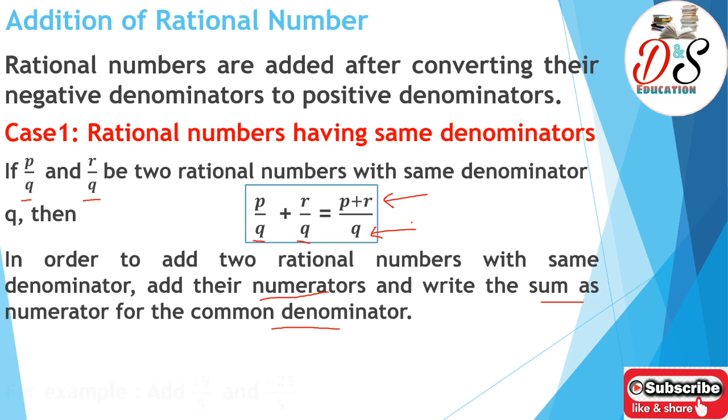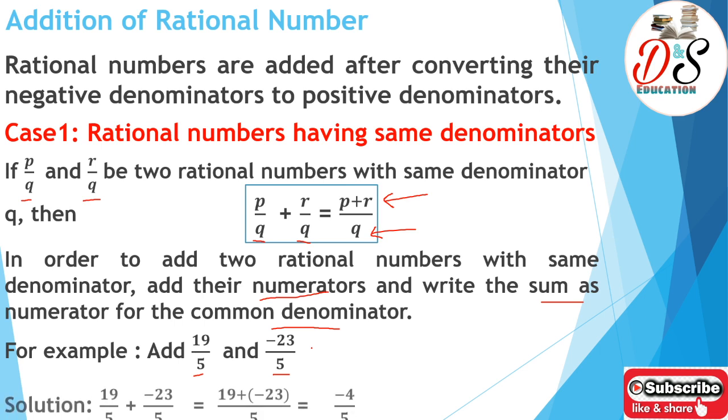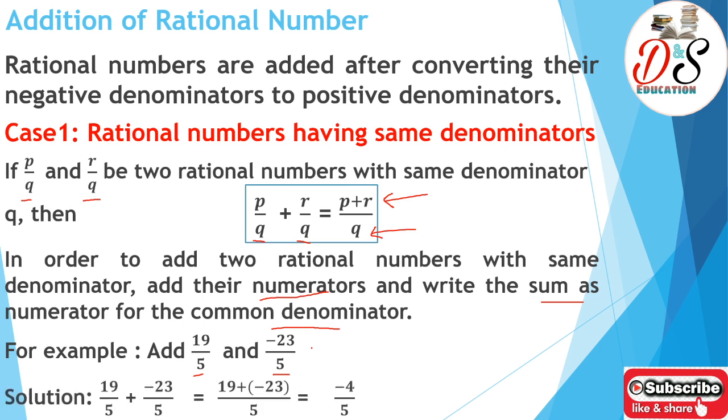Okay, let's talk about an example of addition of rational numbers. Here you can see 19 upon 5 and minus 23 upon 5 as two rational numbers. One is a positive rational number and the other is a negative rational number. Now how will you add this? Add their numerators. Here we are adding their numerators and putting a common denominator.